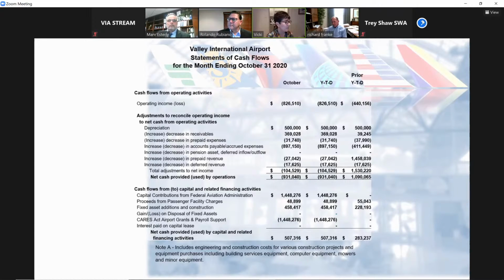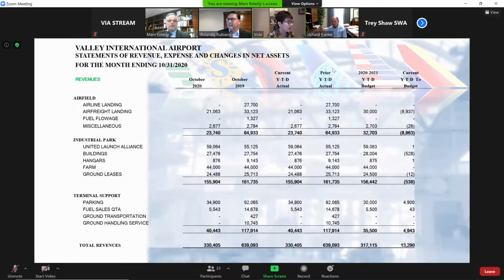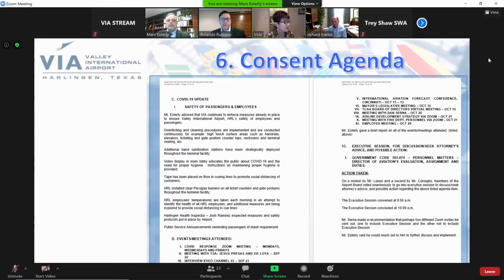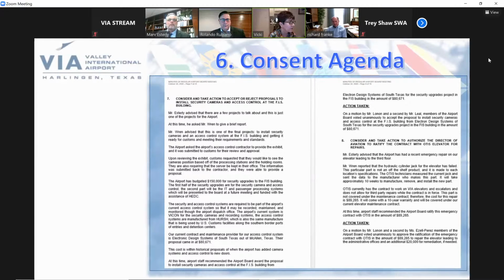I have a minor correction to the minutes. I think it's just a typo, but in section 7, where it's discussing the company that's providing the security cameras for FIS, in one place they're referred to as Electronic Design Systems, and in another place they're referred to as Electron Design Systems, and I'm not sure which one it is, but they all need to have the same name. Thank you, Vicki. Marv, if we could manage that. Any other items?